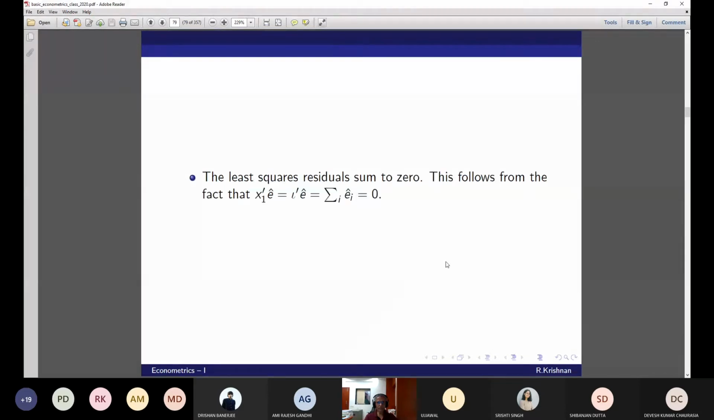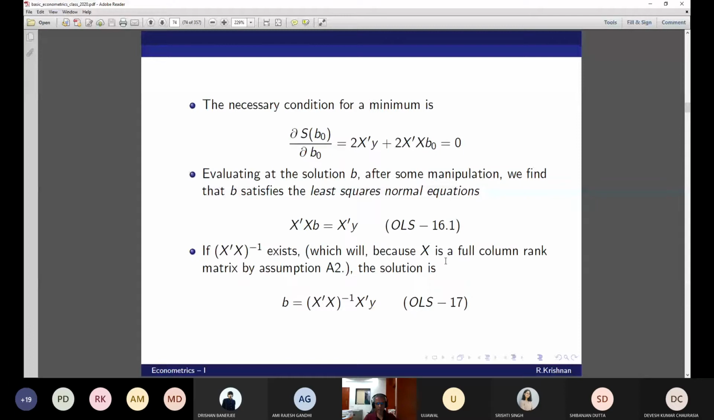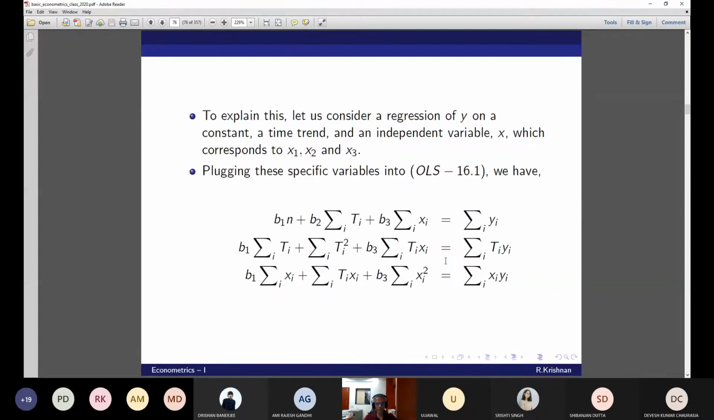We had started the least squares stuff, and the most important estimator is the OLS equation 17, that is (X transpose X) inverse X transpose y. This is the estimator for the unknown betas in the regression. And this was an example. Just consider regression of y on a constant, a time trend, and an independent variable. This is how the normal equations will look. So you solve these normal equations, and we get the unknown parameters beta 1, beta 2, beta 3.